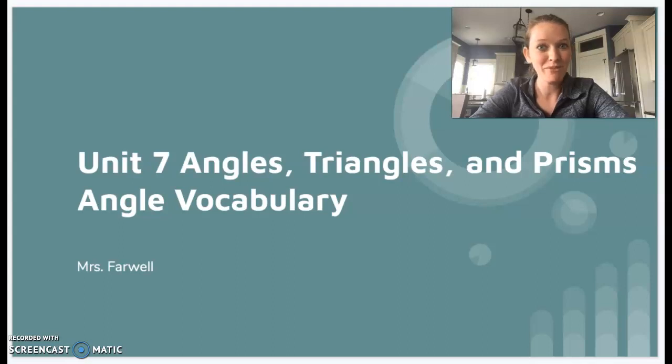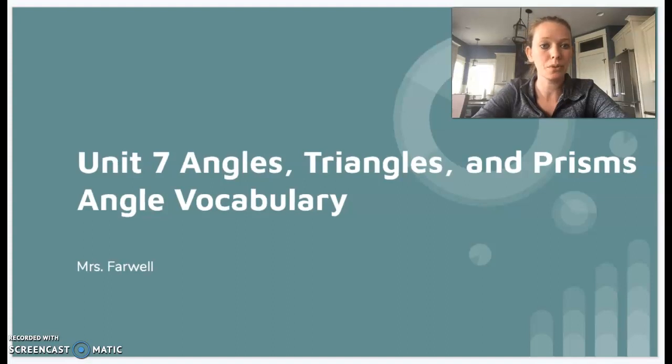Hello, we are finally moving past Unit 6 and we're going on to Unit 7, and this unit is about angles, triangles, and prisms. Today we're going to start with vocabulary words, and it would be a good idea for you to write these down because there's going to be a lot of them, and this will be really helpful throughout the week so that we can become familiar with these terms.